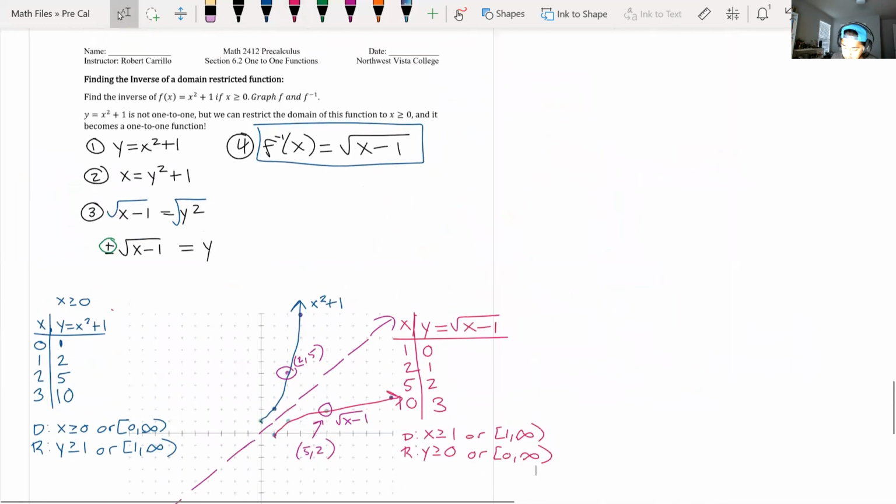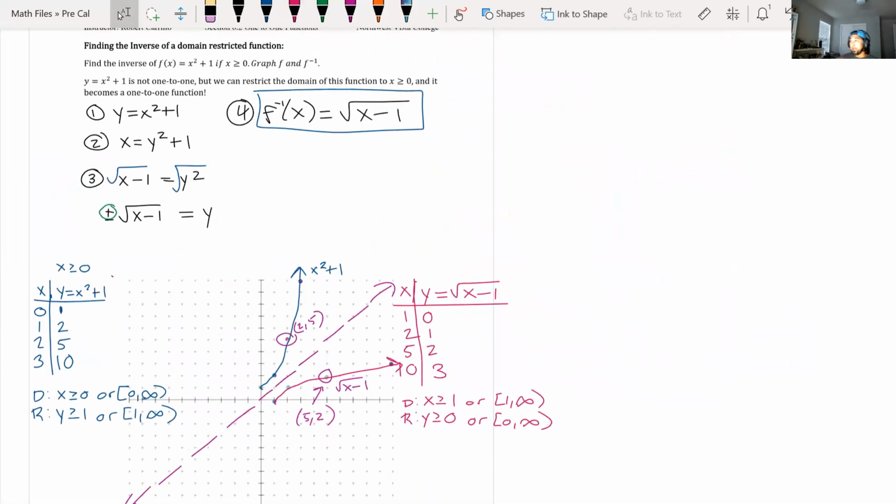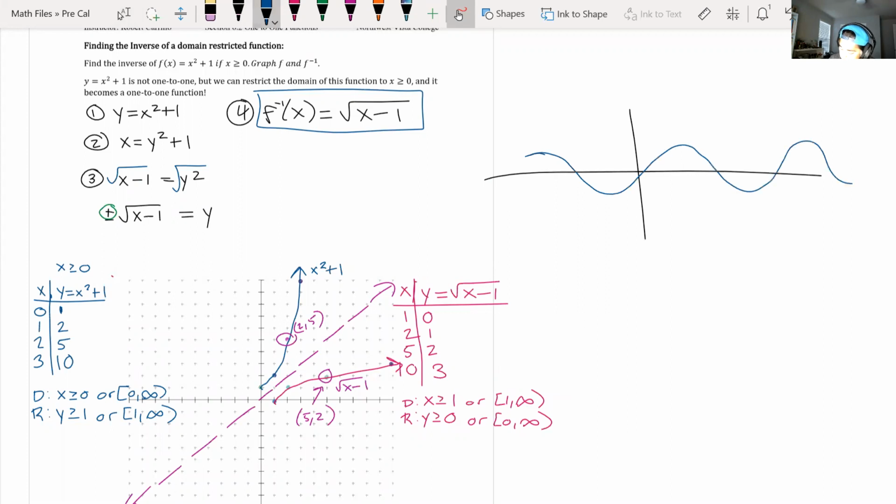And there it is. The biggest takeaway from this problem, though, is that we can restrict any function's domain to become one-to-one. So that's going to be very important on trig functions in the next section, because remember that sine looks like this. And if you drew a horizontal line through it, you would intersect it an infinite amount of times. So is sine a one-to-one function? Not currently.